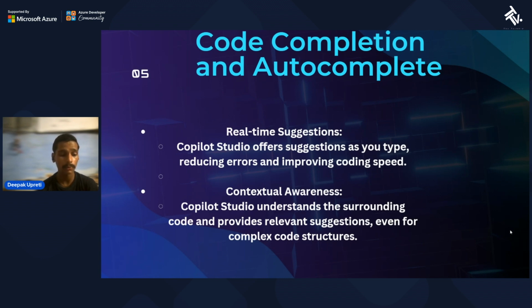In addition to helping with syntax and functions, Copilot Studio can also suggest code snippets and patterns that you might not have thought of. This can be particularly useful when you are working on complex projects. So before moving to the next slide, we can see that it can provide real-time suggestions as you type, reducing errors and improving coding speed. But it is not only about the speed, it can also improve contextual awareness. Copilot Studio understands the surroundings of your code and provides relevant suggestions even for complex data structures and code structures.